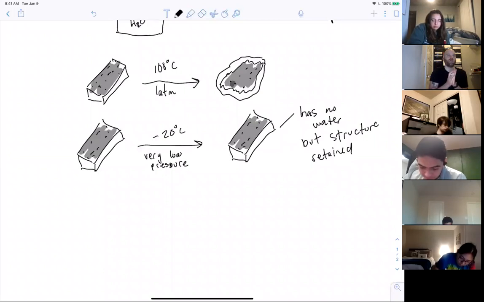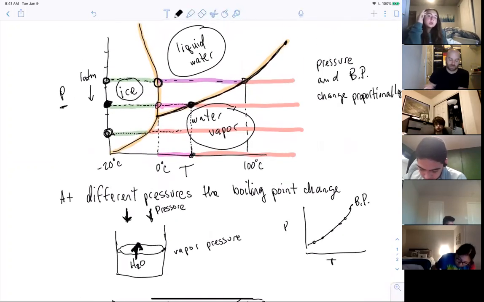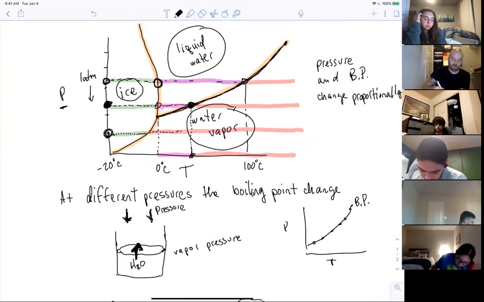But in order to do that, you have to have this big vacuum chamber, and you have to decrease the temperature a whole lot. But that's pretty much it. So the other things that are interesting on this diagram, a couple of things.